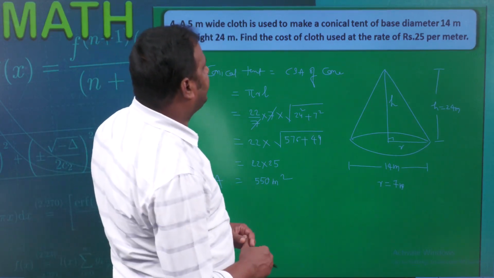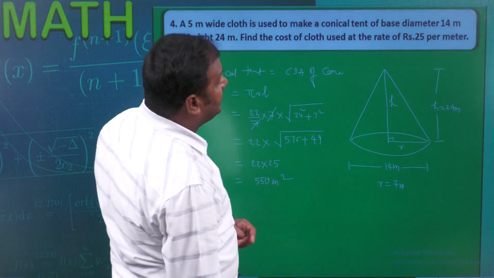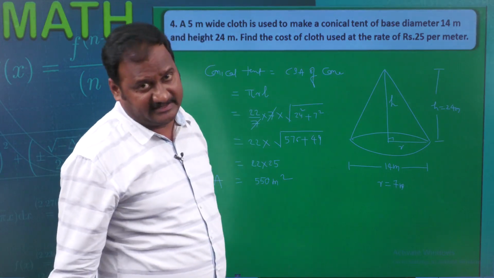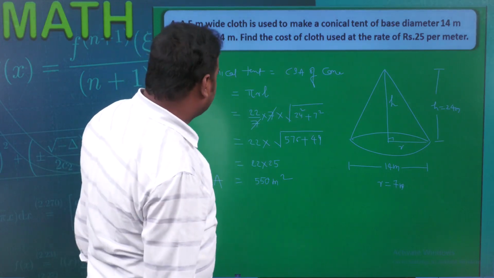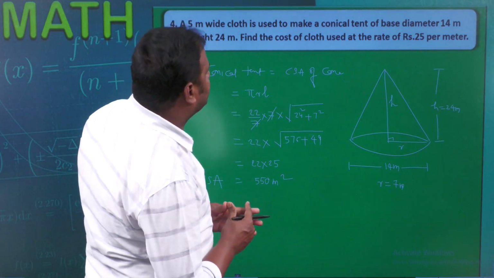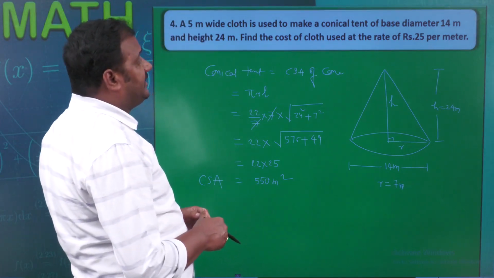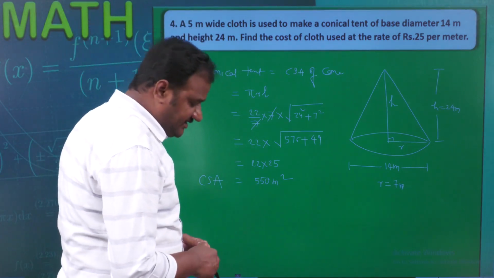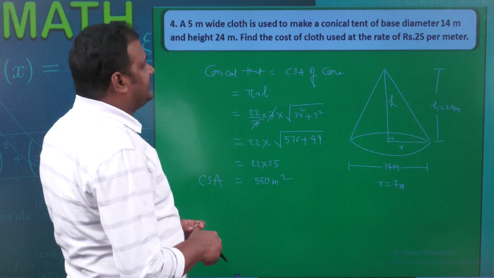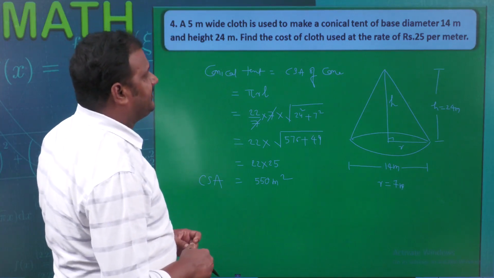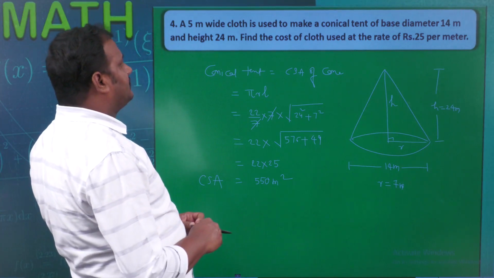But what do you want? Find the cost of cloth used at the rate of 25 rupees per meter. Okay. So here, find the cost of cloth used at the rate of 25 rupees per meter. See here, cloth used at the rate of 25 rupees per meter. Then you will have to do one thing here.